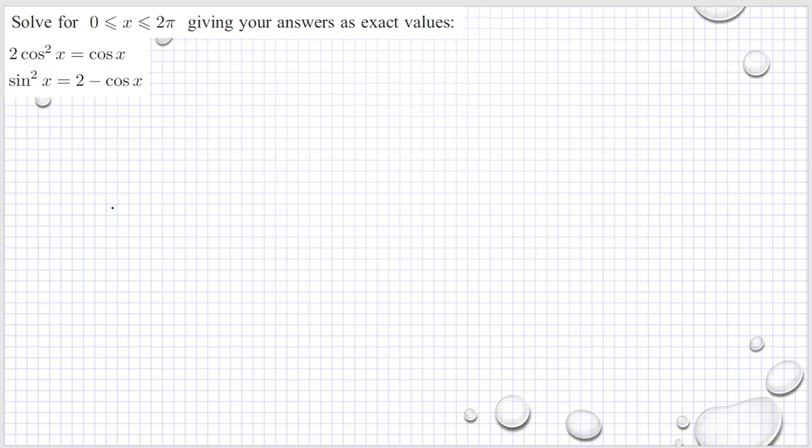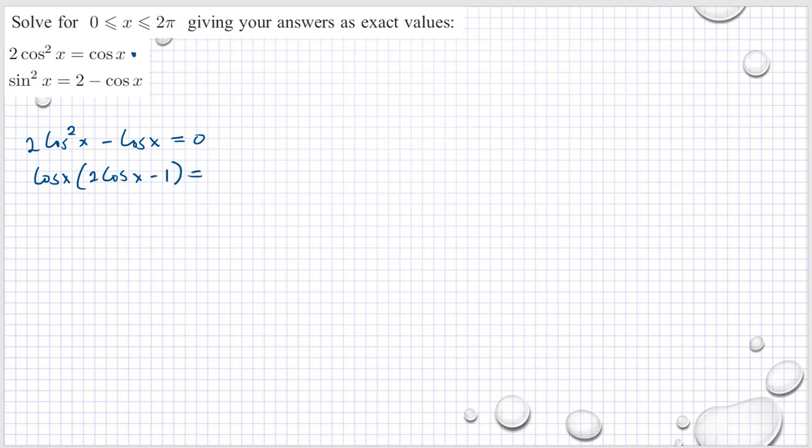More examples. I'm going to start with this. We have 2 cosine squared x is equal to cosine x. If we subtract both sides of the equation by cosine x, then we have 2 cosine squared x minus cosine x is equal to 0. Then we have cosine x as our common factor. Then we have 2 cosine x minus 1.